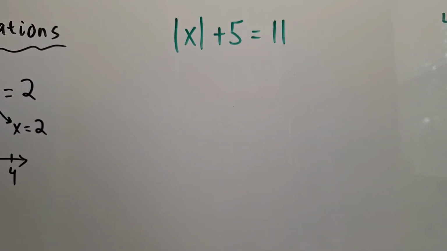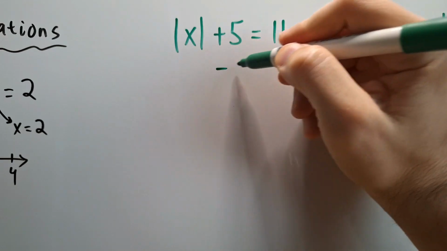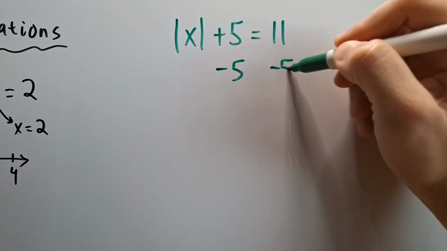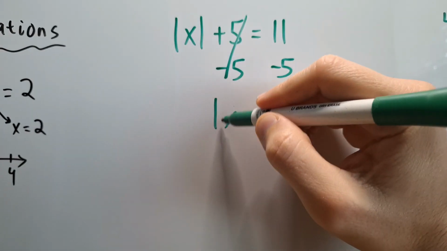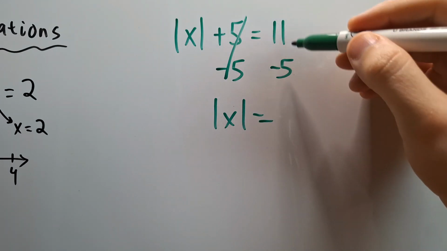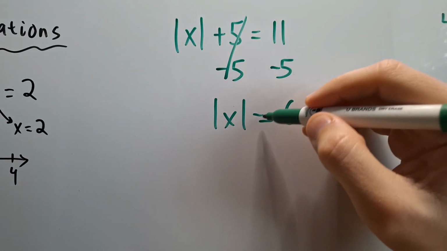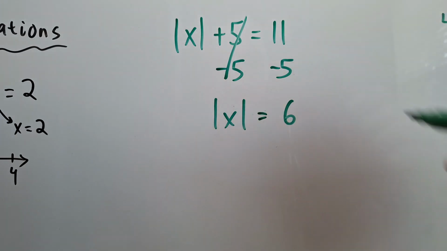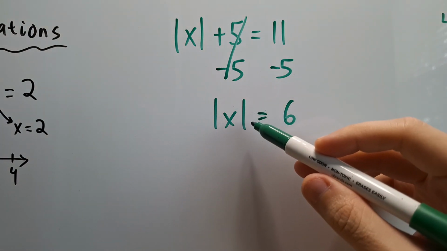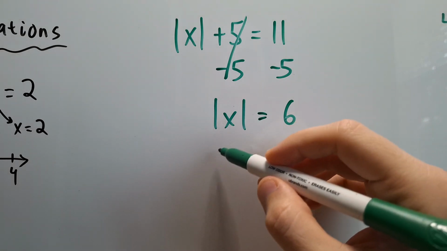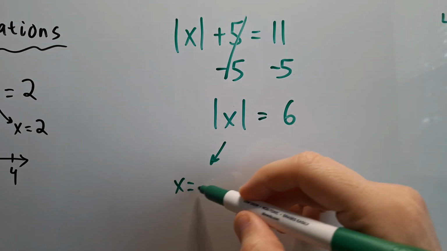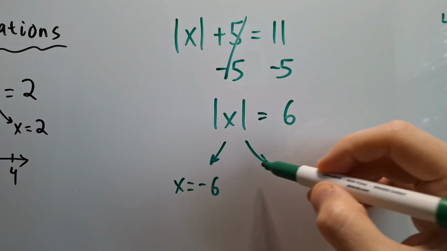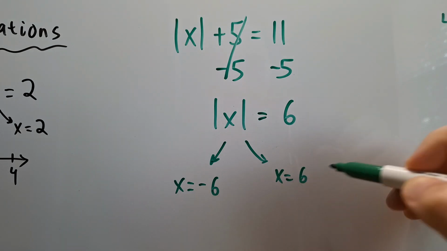First one here says the absolute value of x plus 5 is equal to 11. So the first thing we'll do is subtract 5 from both sides, giving me that the absolute value of x is equal to 11 minus 5, or positive 6. Let me redo that equals sign there. Okay. So here we have two solutions. We have x equal to negative 6, and we have x equal to positive 6.